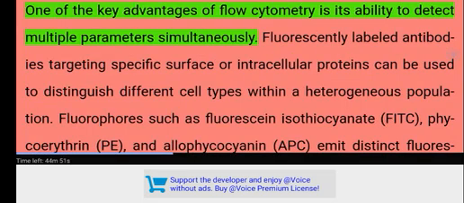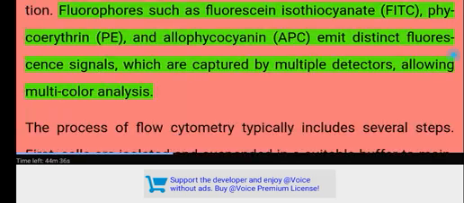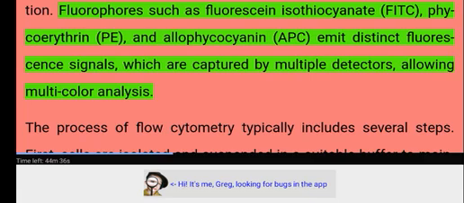One of the key advantages of flow cytometry is its ability to detect multiple parameters simultaneously. Fluorescently labeled antibodies targeting specific surface or intracellular proteins can be used to distinguish different cell types within a heterogeneous population. Fluorophores such as fluorescein isothiocyanate (FITC), phycoerythrin (PE), and allophycocyanin (APC) emit distinct fluorescent signals, which are captured by multiple detectors, allowing multicolor analysis.